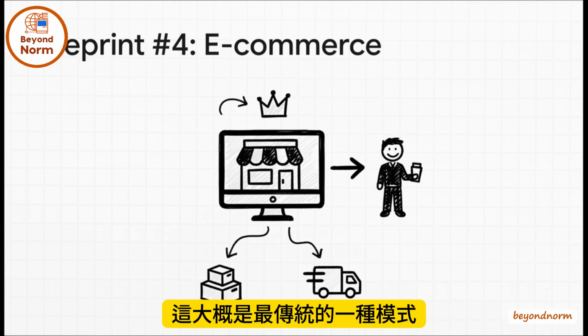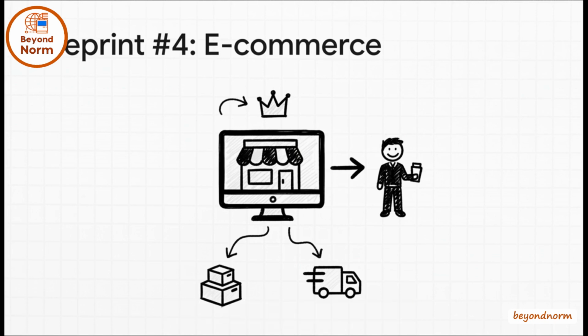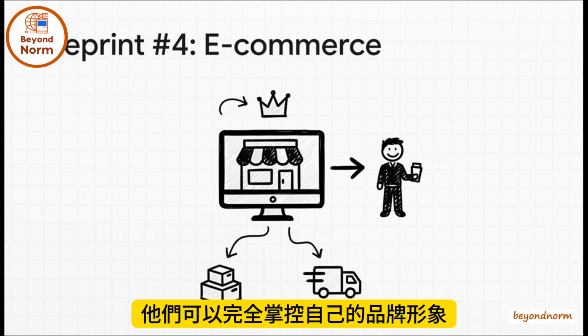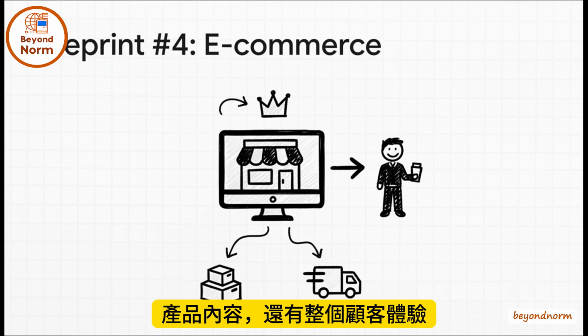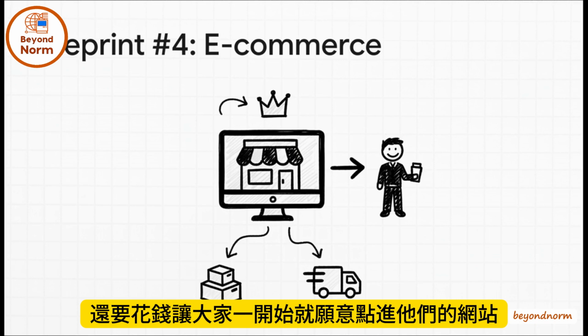This one's maybe the most traditional model, just brought online. A company builds its own digital store to sell its own products straight to you. The huge plus side is they have total control over their brand, their product, the whole customer experience. But the flip side is, well, they're responsible for everything. Warehousing the inventory, figuring out shipping, and paying to get people to visit their site in the first place.